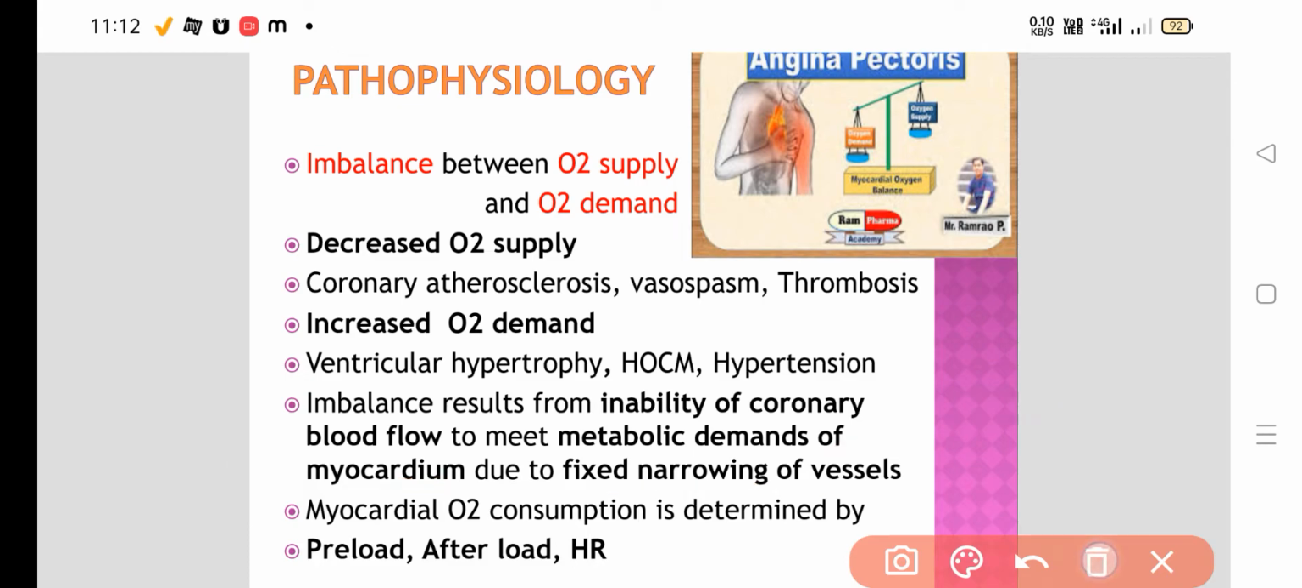And myocardial oxygen consumption is determined by the preload, which is nothing but the end diastolic volume, the afterload, which is the peripheral vascular resistance, and the heart rate.